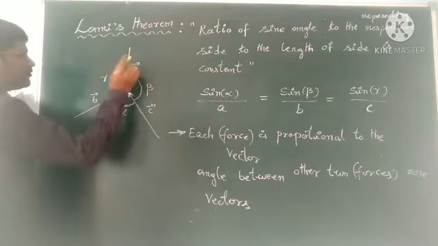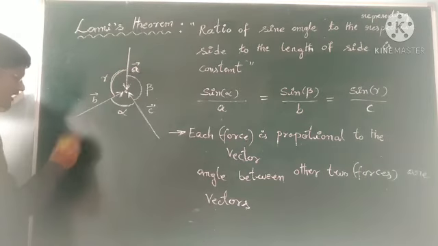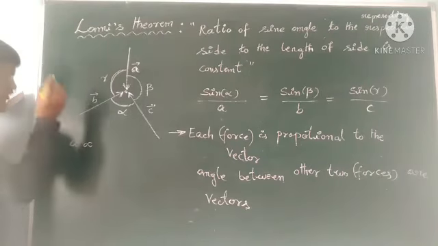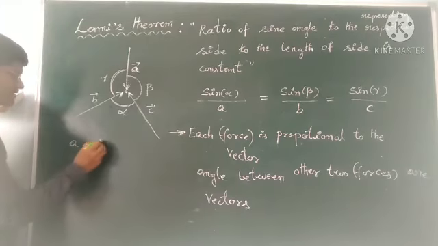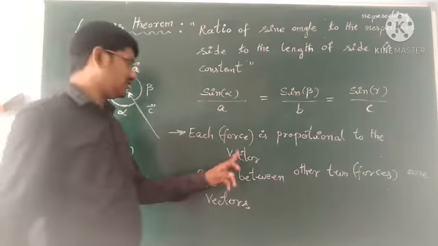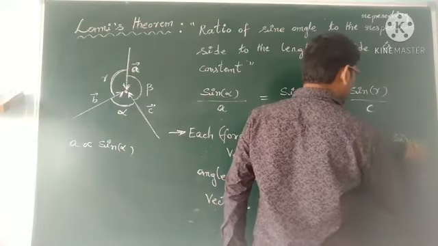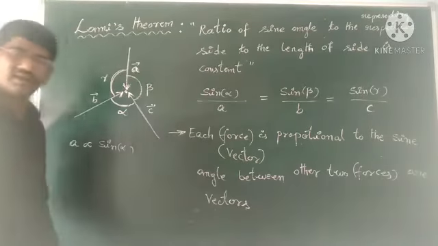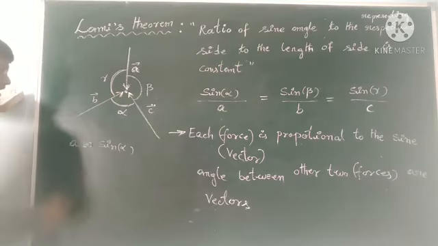Meaning, if A bar is a force, this A bar is directly proportional to the angle between the other two vectors. So what should I write? Each force is proportional to the sine angle between the other two vectors. So A is directly proportional to sine alpha.